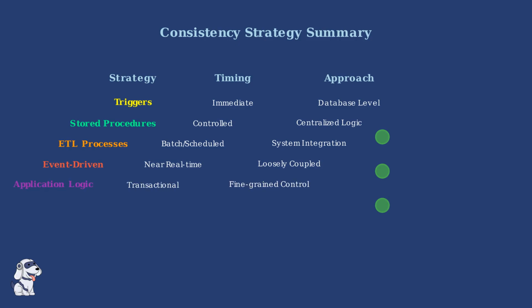The choice depends on your specific requirements for data freshness, system architecture, and operational constraints. In practice, many systems combine multiple strategies to achieve optimal consistency management. The key is understanding when each approach is most appropriate and how they can work together to maintain data integrity in your denormalized database design.